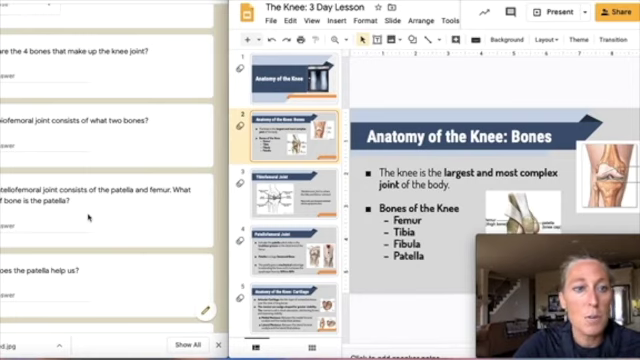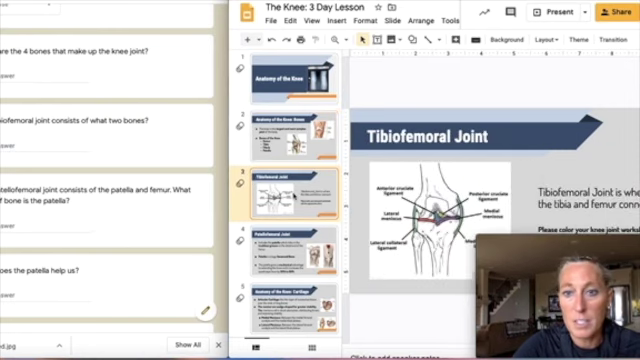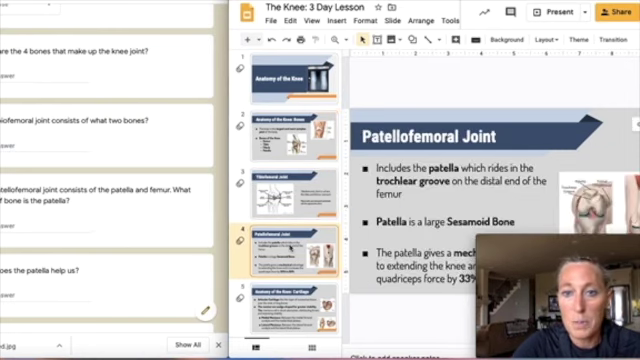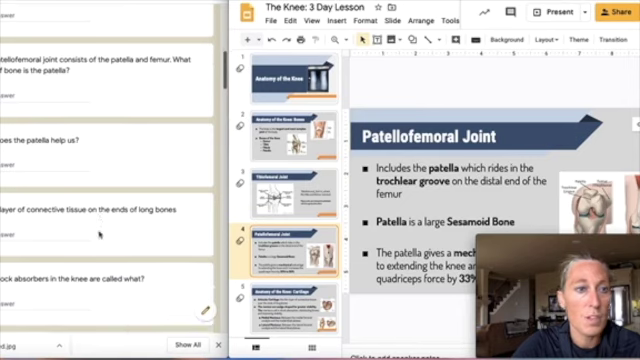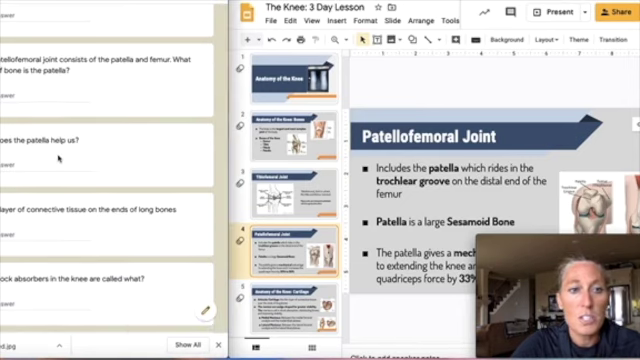What type of bone is the patella? And I believe that's down a slide or 2. We talked about the patella is a sesamoid bone. A sesamoid bone. The next question is, how does the patella help us? The patella gives us a mechanical advantage working with the quadriceps and the quad tendon. It gives us a 33% higher or greater force with the patella as opposed to if we did not have the patella.